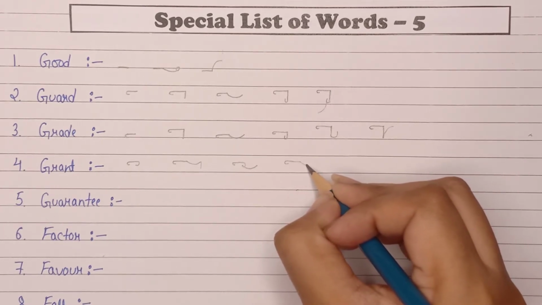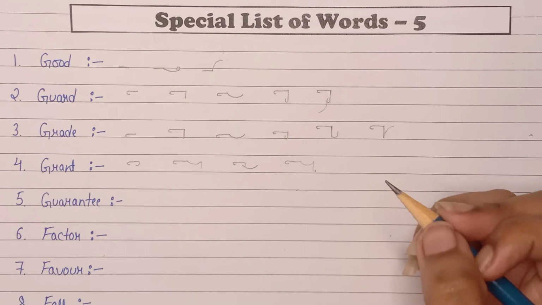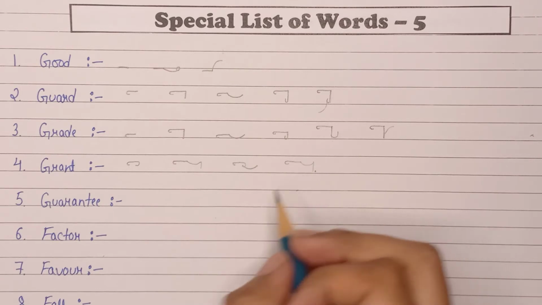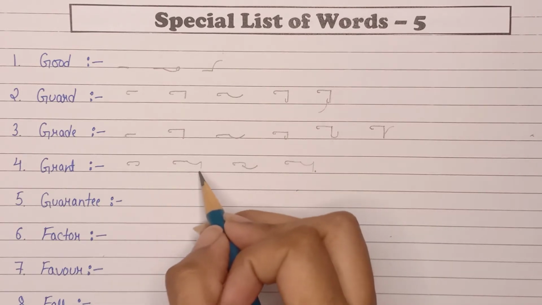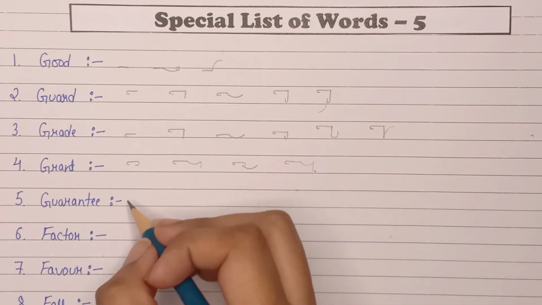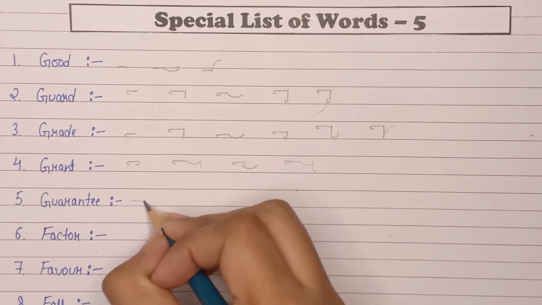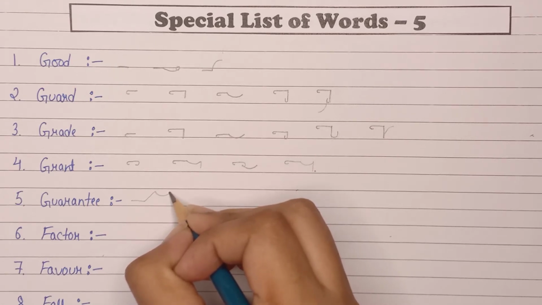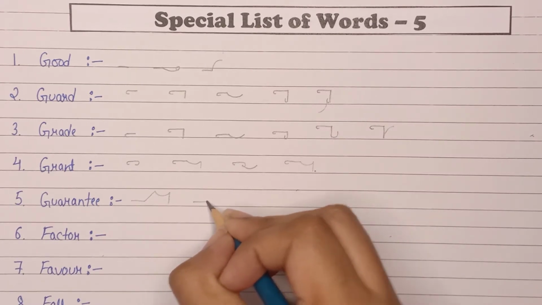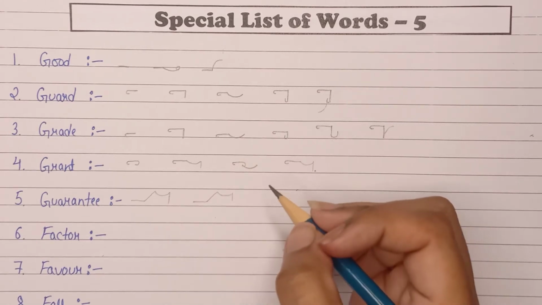Gra n n t, guarantee. This is guarantee. Grant, granted, granting, guarantee. Next is guarantee. So G R N and T, guarantee. Then G R N and half length of T, granted.